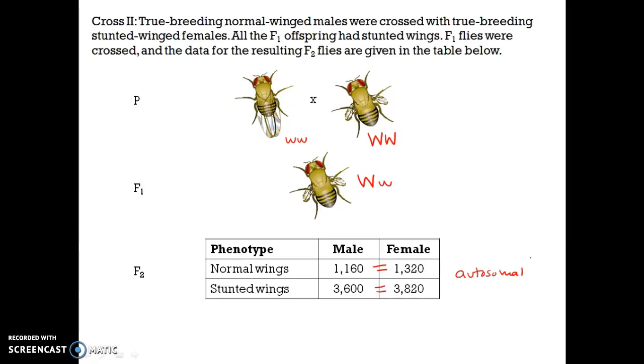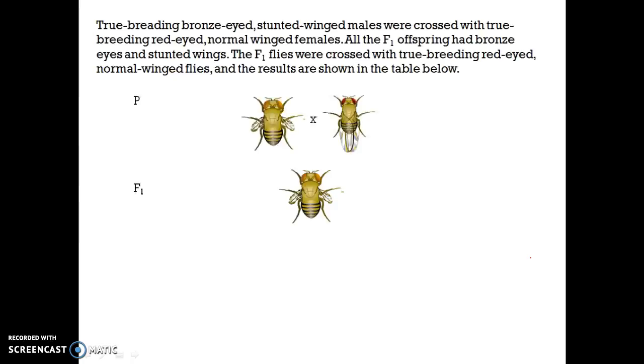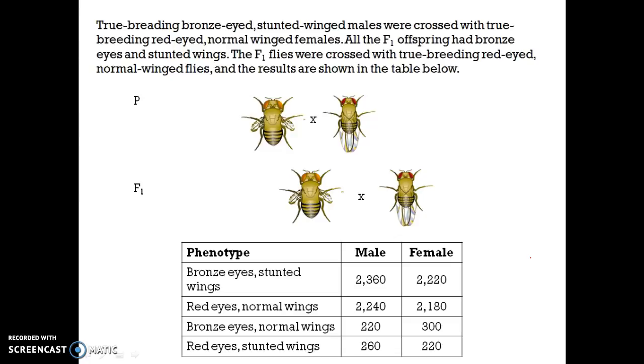Let's take a look at both of these traits at the same time. So here we're going to take a true breeding bronze-eyed stunted wing male and cross him with a true breeding red-eyed normal winged female. Then the F1 offspring, we notice, have all bronze eyes with stunted wings. The F1 flies are going to be crossed with a true breeding red-eyed normal winged fly, and the results are shown in the table below.